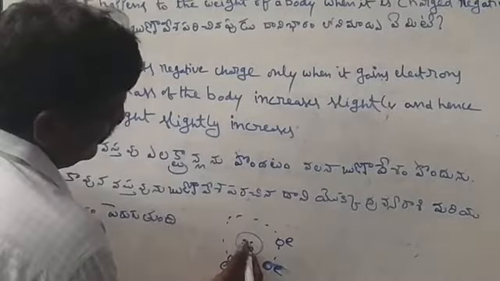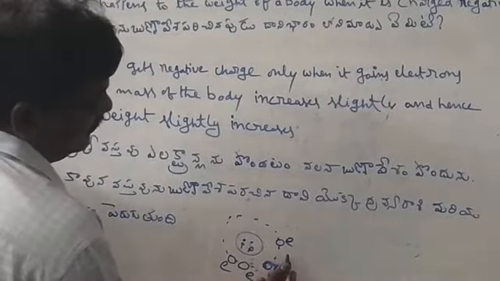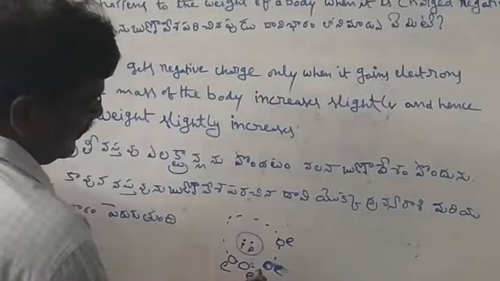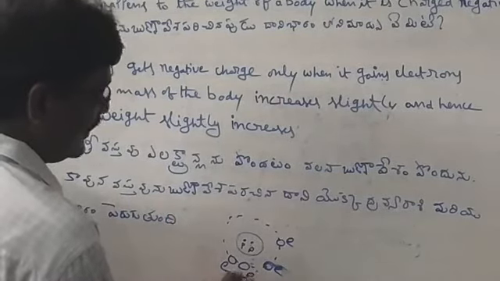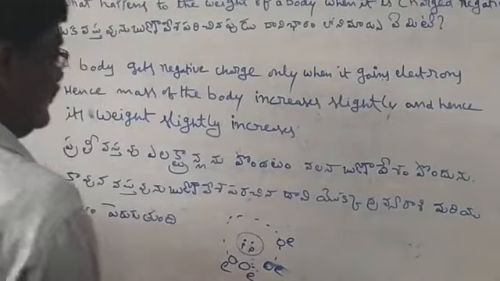Suppose here protons are 2, electrons are 4. Actually there should be 2 electrons, 2 extra have come, so here the negative charge dominates.